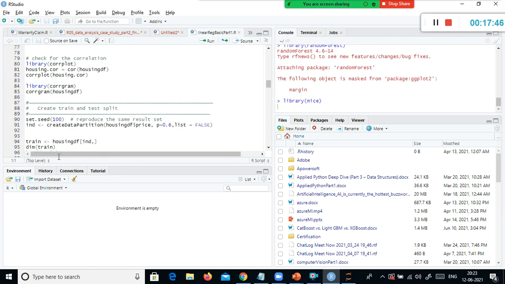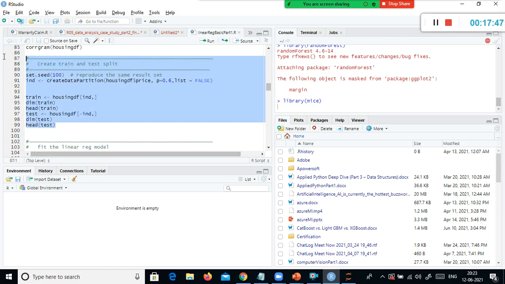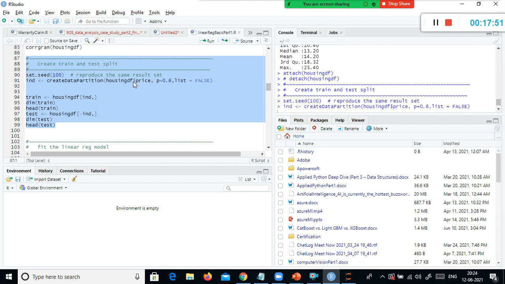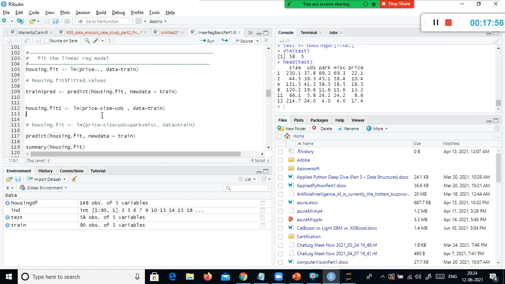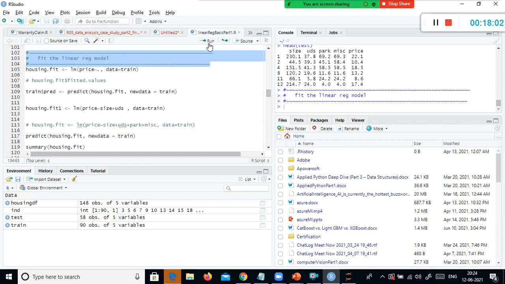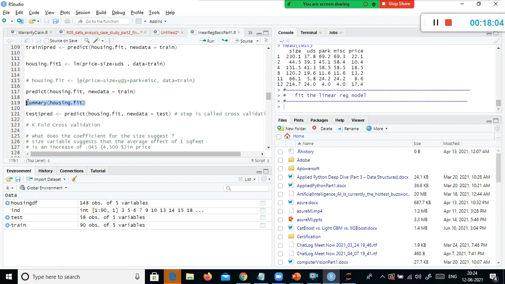So now you understood how to create a training and test data set, and the set seed also you understood, right? That is to reproduce the same result for every run. The sample value should not get changed. So this is my linear regression model. What I'm going to do is use the summary function.